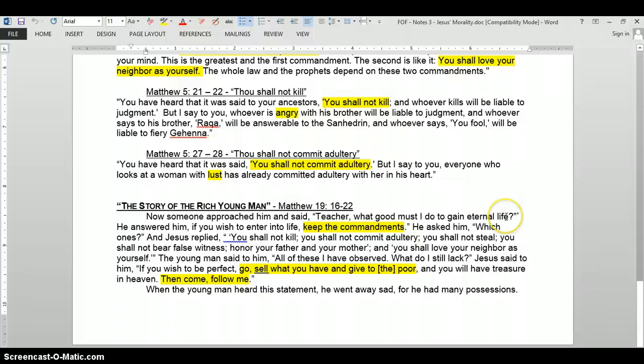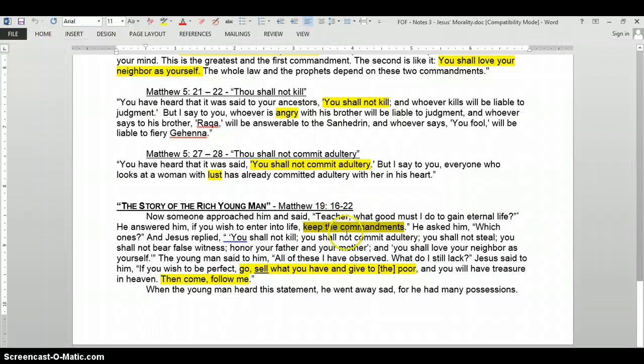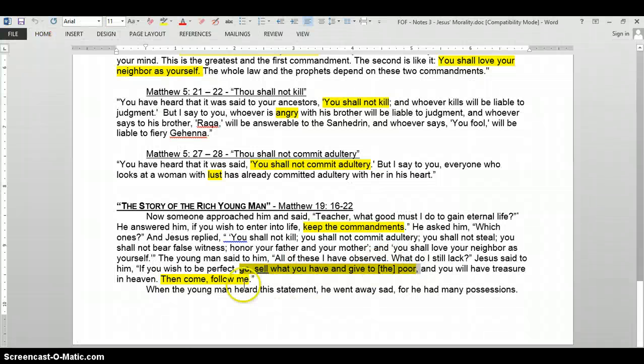The guy asked Jesus, what must I do to gain eternal life? And Jesus says, keep the commandments. That's ingredient number 1. Act well, do good actions. And he says, oh yeah, I've done all those things. And he says, well then go sell what you have and give to the poor. So here Jesus is asking him to go deeper, to go the extra mile, to follow the spirit of the law, not just the letter of the law, to be a person of virtue and generosity. Okay? And the last thing he says is, then come follow me. So that's the relationship with God.